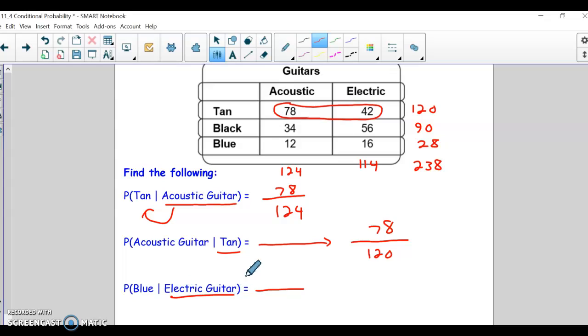Okay, last one here. So we're looking only at electric. Maybe I'll try to highlight it for you. It's this column here. So my bottom number is 114 electric. And out of those electric, how many are blue? So that would be 16. So our probability there is 16 out of 114.